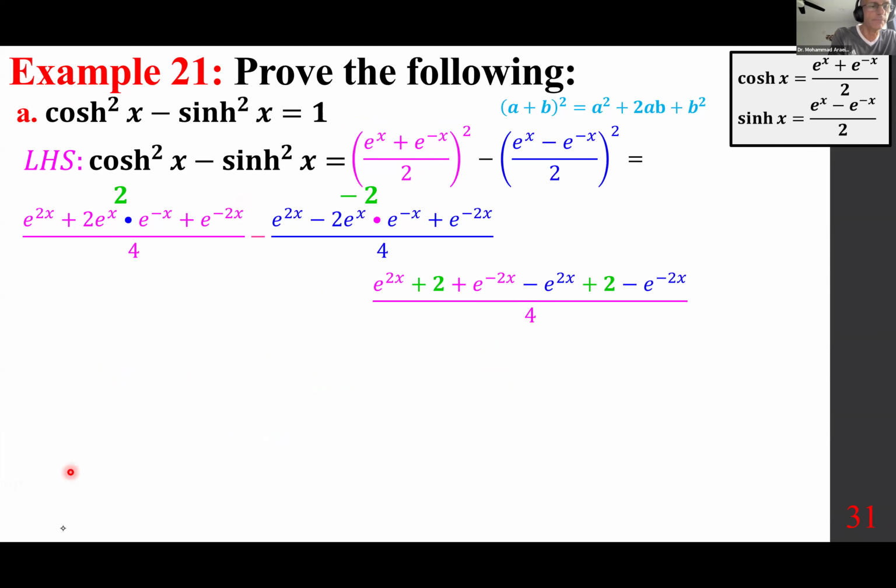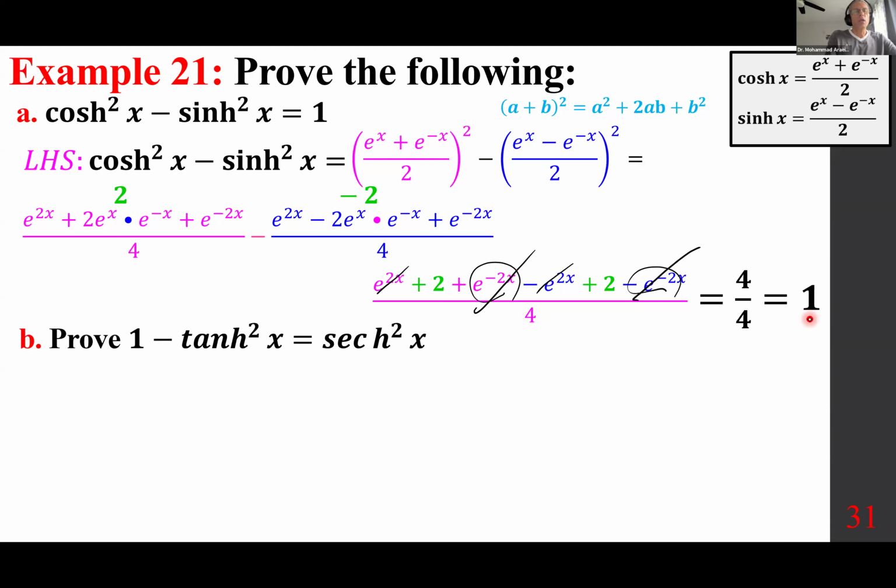So clearly, e to the power of 2x and negative e to the power of 2x cancel each other. These two cancel each other. The numerator is 4, 4 over 4 is 1, and that's the proof. So we started with the left-hand side, cosh squared minus sinh squared, and we ended up with the right-hand side, 1.